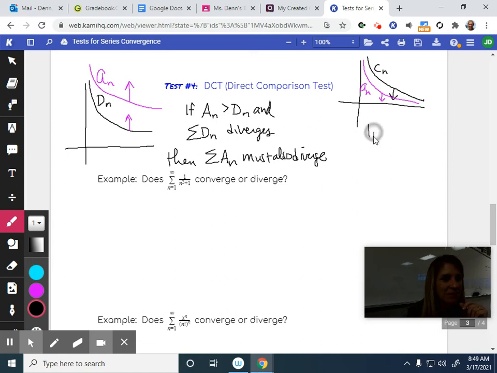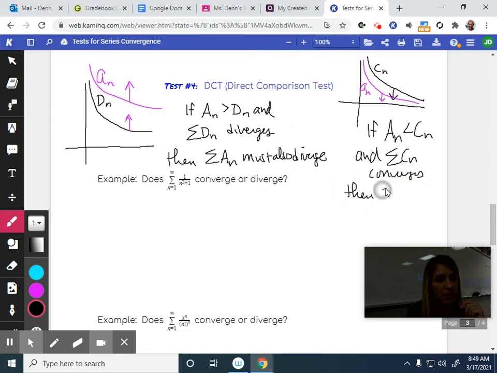So if I were going to say this officially, if my series is smaller than another and C sub n converges, then my series must also converge. Boom. So it makes sense, and you really do have to just think it out and make sure you're thinking about the right thing. So let's look at this series.